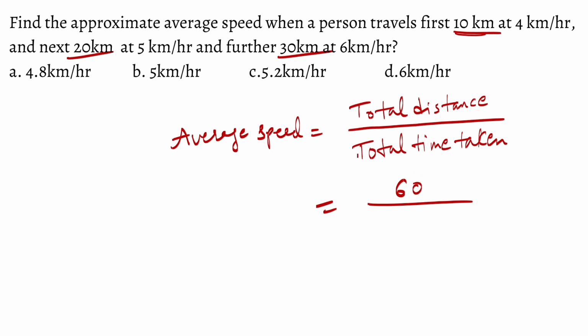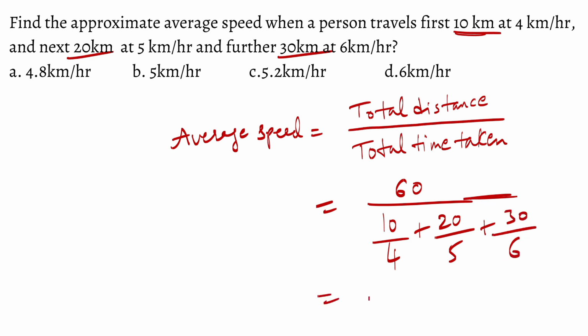So calculate time now. Time will be distance by speed. Distance in the first case is 10 by speed 4 kilometer per hour. Distance in the second case is 20 kilometers by speed 5 kilometer per hour. Distance in the third case is 30 kilometers by speed 6. Take the LCM and solve it, we get the final value as 5.2 kilometer per hour. So 5.2 kilometer per hour is the approximate average speed of the total journey.